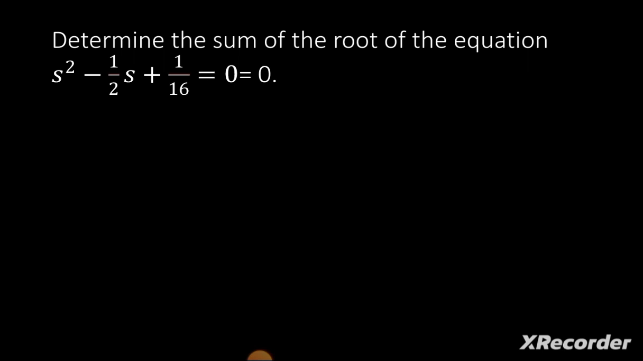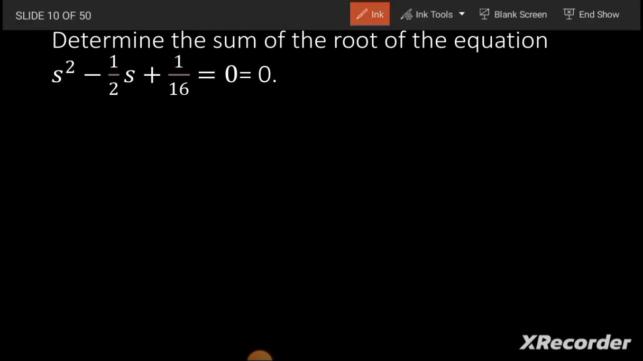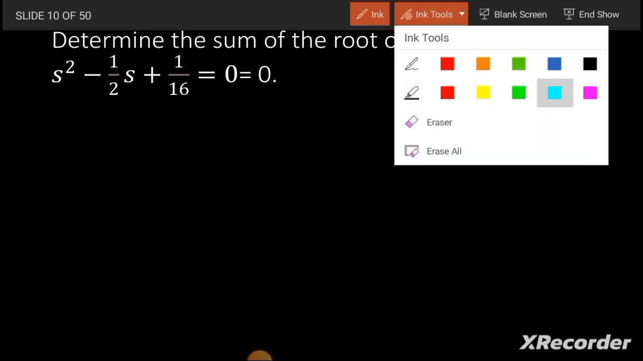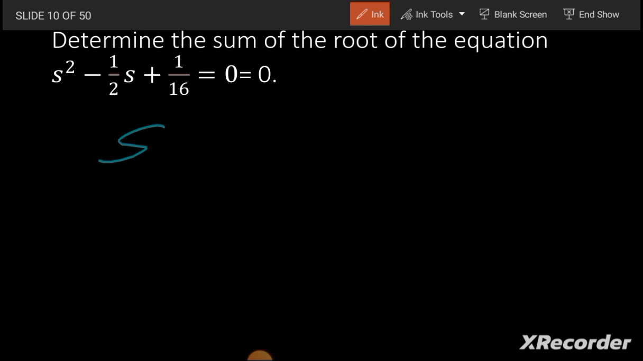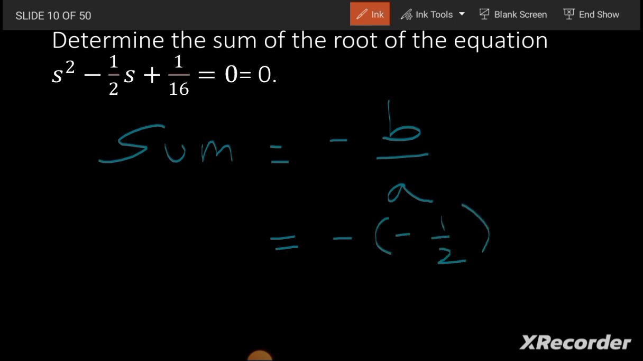Okay, next question. Determine the sum of the roots of the equation s squared minus 1 half s plus 1 over 16 equals 0. So, you know that the formula for the sum of roots is negative b over a. But from our quadratic equation, our b is negative 1 half over our a is 1. So that's 1.